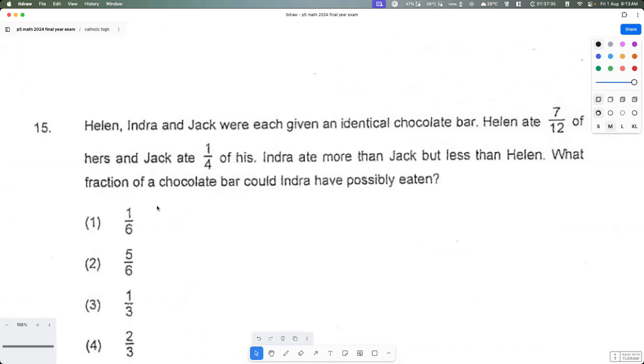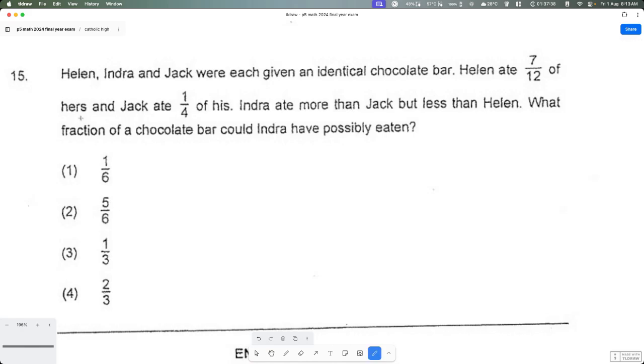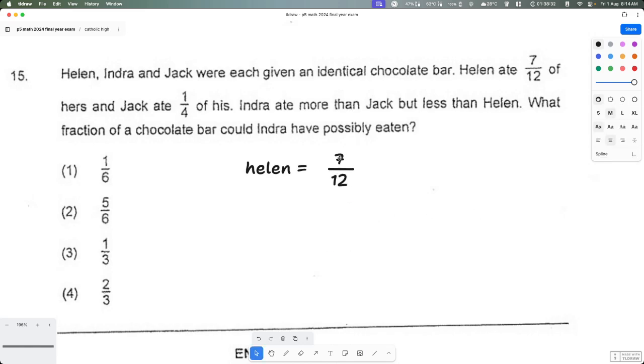All right, let's move on to the last question, question number 15. Helen, Indra, and Jack were each given an identical chocolate bar. Helen ate 7/12 of hers, and Jack ate 1/4 of his. Indra eats more than Jack, but less than Helen. What fraction of the chocolate bar could Indra have possibly eaten? So we know that in this case, Helen has 7/12, right? So I'm going to put 7/12. That's what I see over here, 7/12 of a chocolate bar.